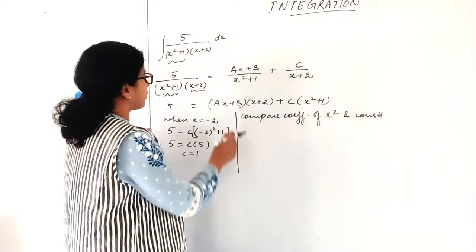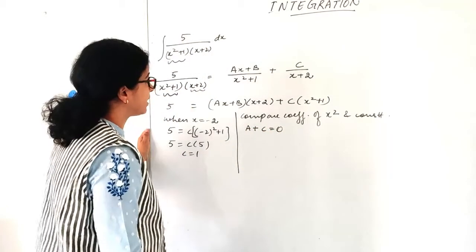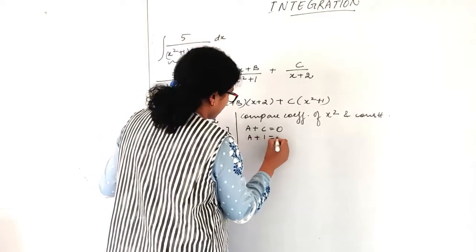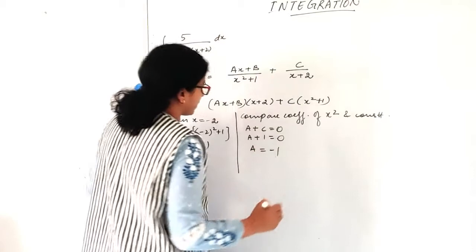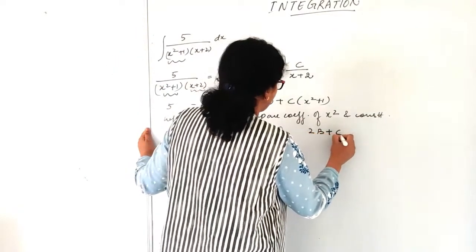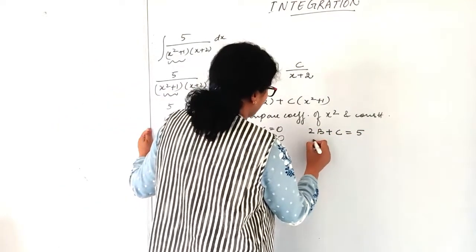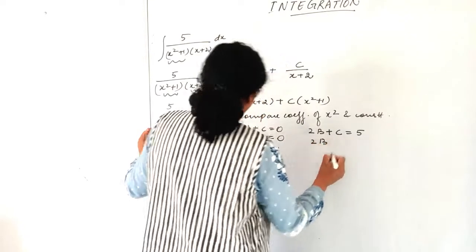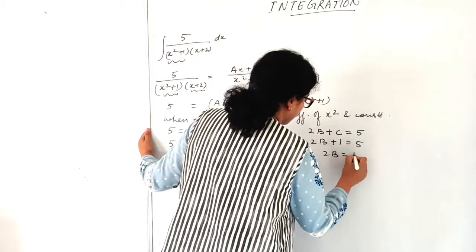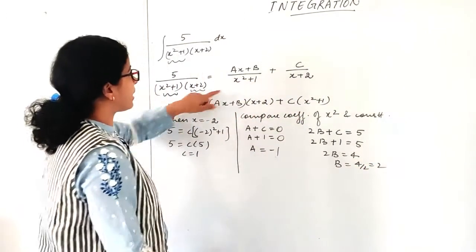Okay. So the coefficient of x square here is a plus c equals 0. Right. So I can get the value of a from here. c is 1, so the value of a is minus 1. Now if we compare the constant part, 2b plus c equals 5. Here it is 5, right? Substitute the value of c, it is 1. So b is 2.